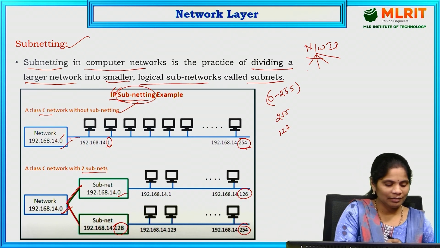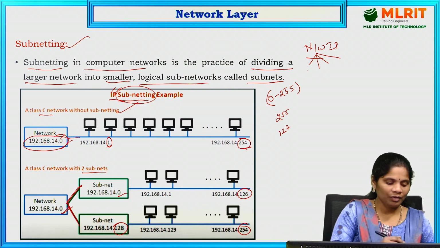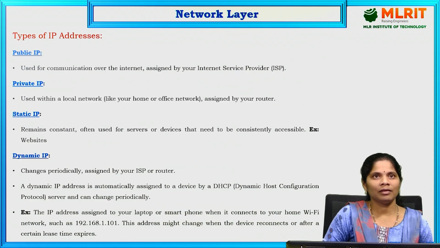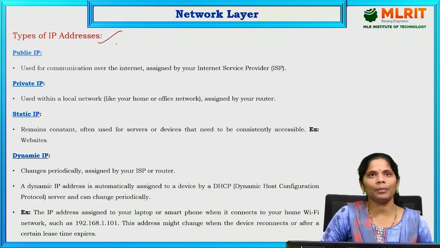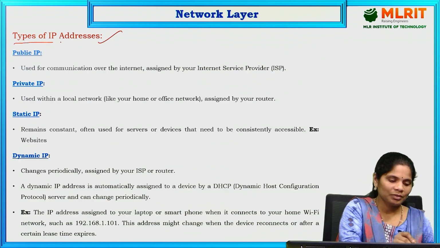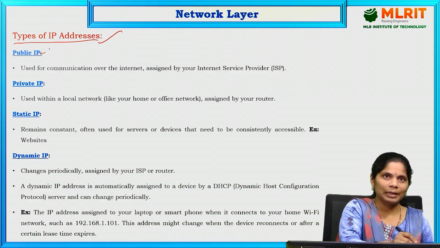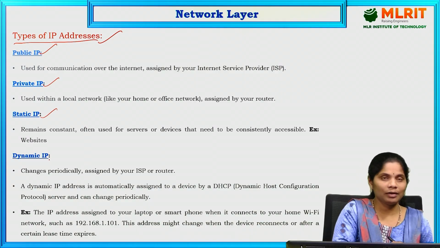So we will understand how exactly this is written, how it is coming to class C. We will see in the next PPTs. See here, first one, what are the different types of the IP addresses? IP addresses are divided into four types, that are public IP, private IP, static IP and dynamic IP.